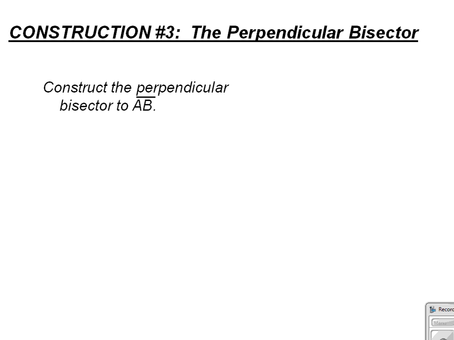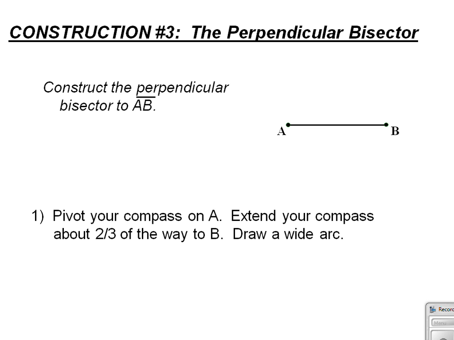Now, here's where the construction comes in. Construction number 3 involves constructing a perpendicular bisector. So given the premise that you have a segment, say segment AB, and you're asked to construct the perpendicular bisector to AB, here's how that procedure works. You begin by actually taking your compass and pivoting it on point A. Extend your compass about 2/3 of the way to AB.